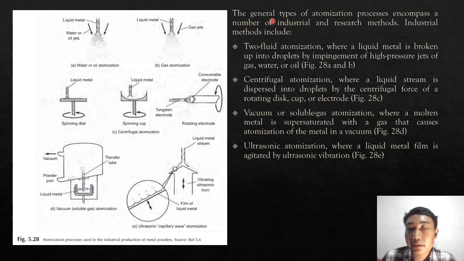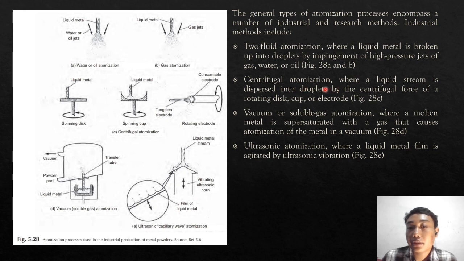The general type of atomization process encompasses a number of industrial and research methods. These include two-fluid atomization, where the liquid metal is broken up into droplets by impingement of a high pressure jet of gas, water, or oil, in figure 28 A and B. This is figure 28 A and B. It's like this.